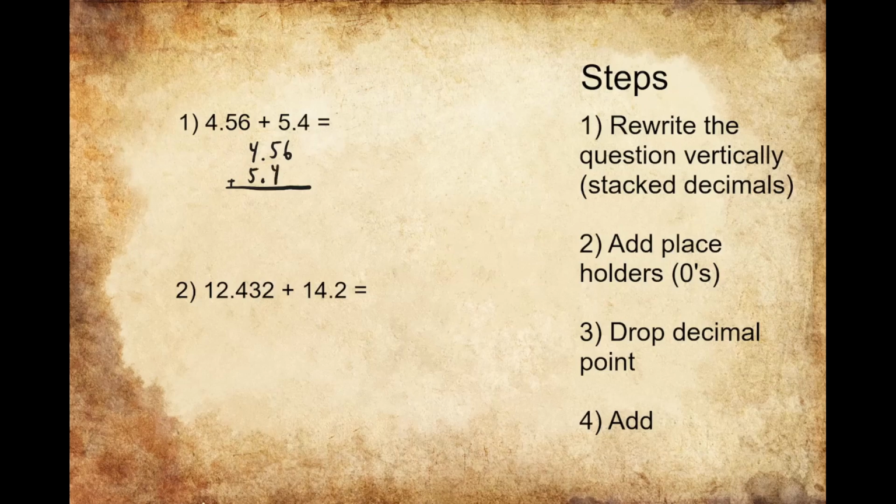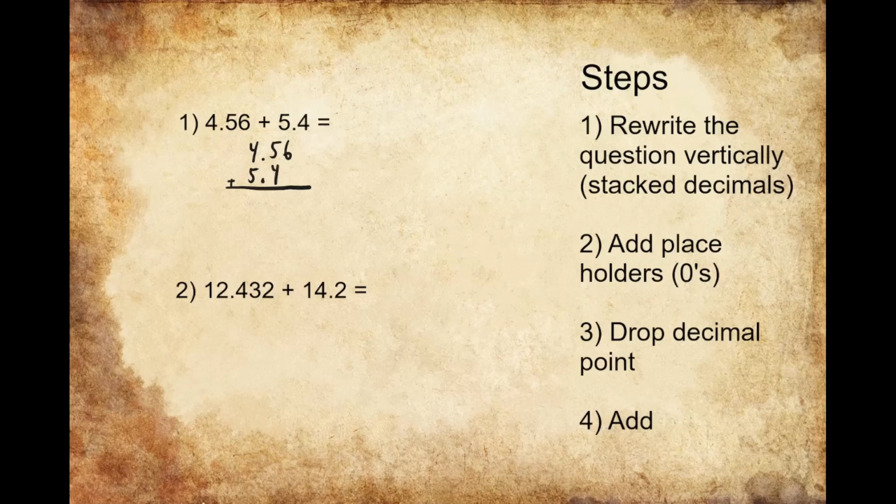So now that we finished that step, we need to move on to step number 2, which is to add placeholders. And in brackets, we have zeros. In order to explain this, when we look at this question here, we can see that there's no value in the hundredths place in our second number here. We just have 5 and 4 tenths. And in order for us to properly add this, we need to put something in that place.